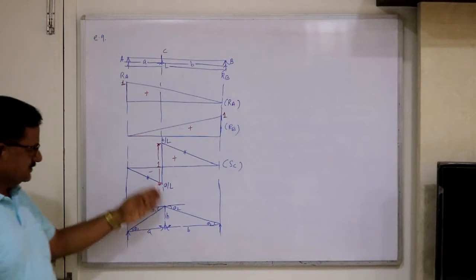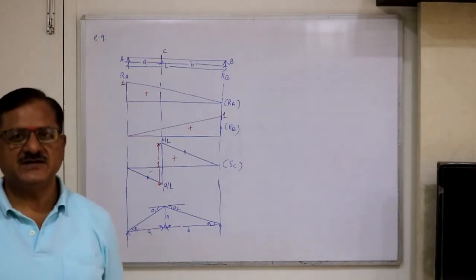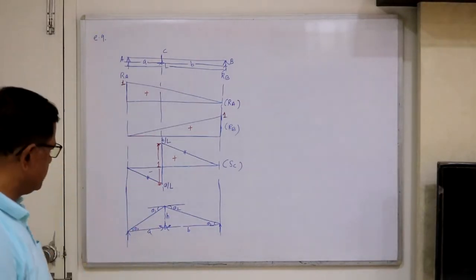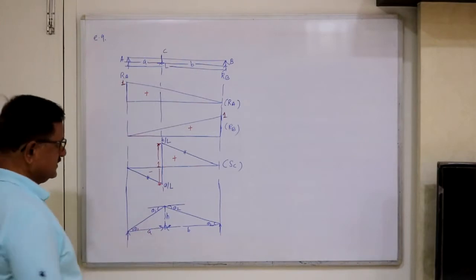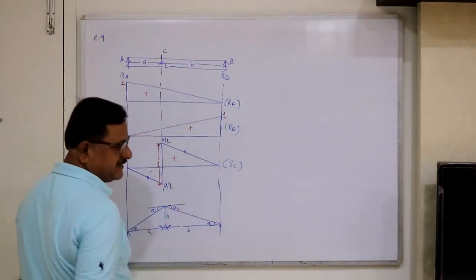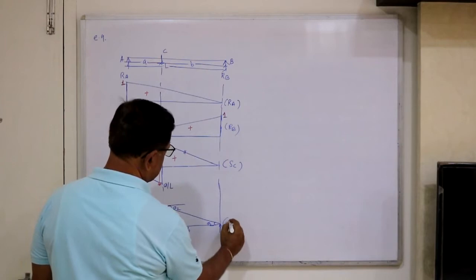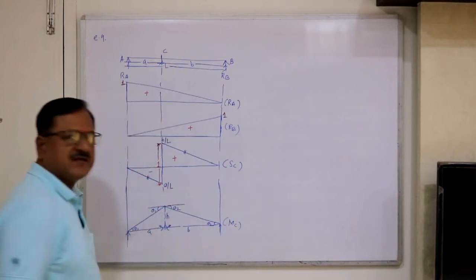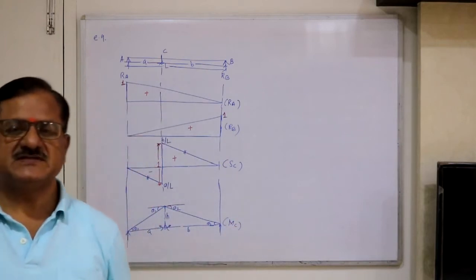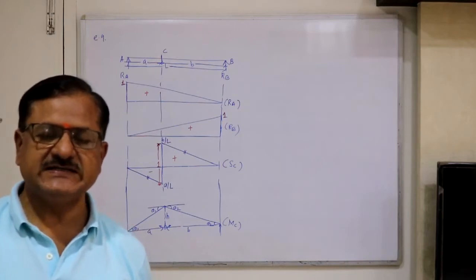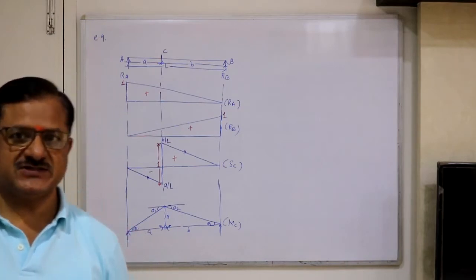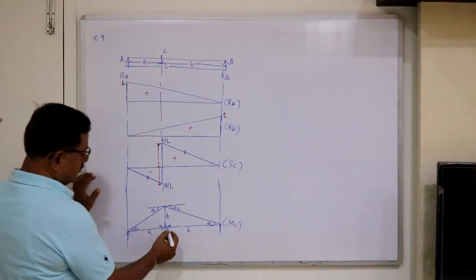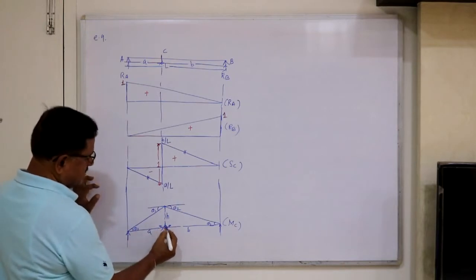Let's continue the construction of ILD by using Muller-Breslau's principle. Now the ILD for RA we have seen, RB and AC we have seen. Now ILD for MC. According to the Muller-Breslau principle, we have to introduce a unit displacement in its own direction. So we have to release the bending moment here, means we have to put an internal hinge.